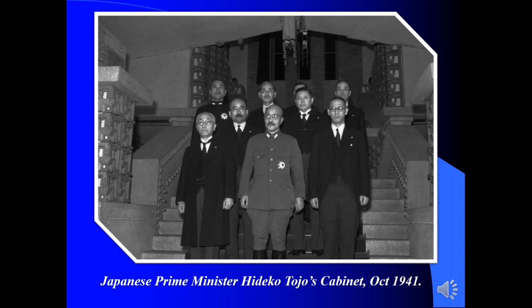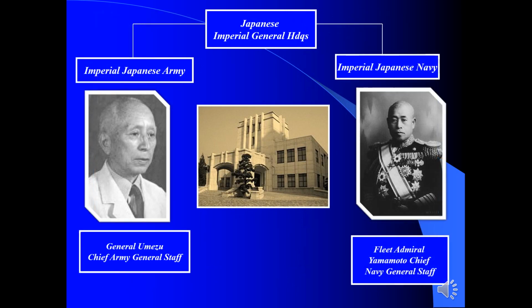Here we can see a picture of Prime Minister Tojo dressed in military uniform, together with his civilian cabinet in October of 1941. Pictured here is the Japanese Imperial General Headquarters building where General Umezu, the Chief of the Army General Staff, and Fleet Admiral Yamamoto, Chief of the Naval General Staff, met to plan the war against the United States.